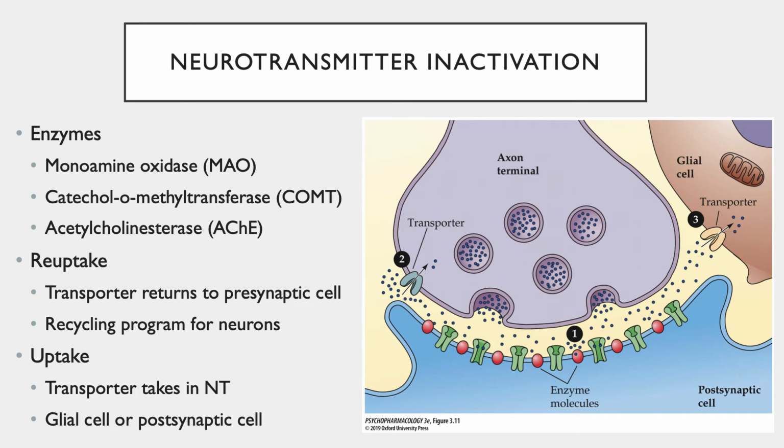As I mentioned earlier, uptake is very similar to reuptake. The difference is that reuptake is when the cell that released it takes it back, whereas uptake is when another cell takes it. Uptake can occur in a neighboring neuron or in a glial cell. Again, it's the same process where the transporter protein takes it to that cell, whether it's the neuron or the glial cell. This is one of the ways where astrocytes participate in communication.